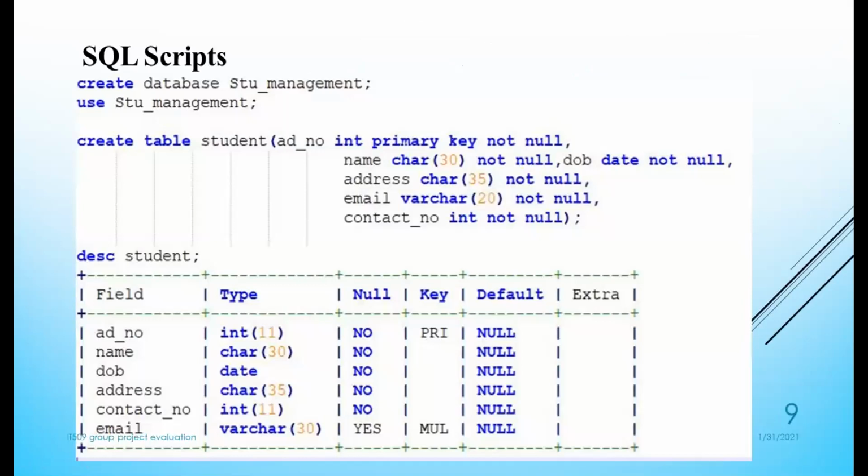So in student tables, we have admission number, name, address, email, and contact numbers. Also the email. Shall we give the chance to the other person? Because you have already explained the email. Okay, sir.